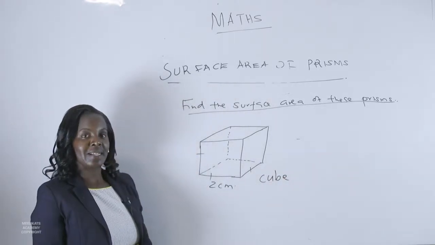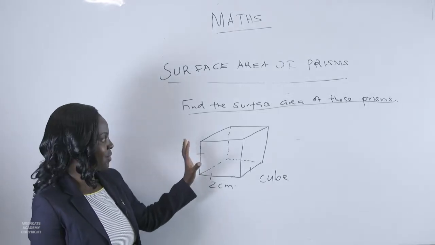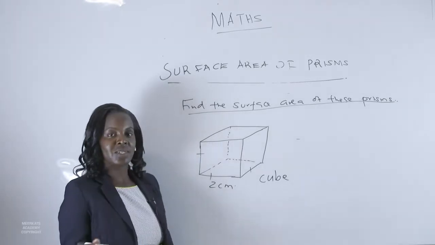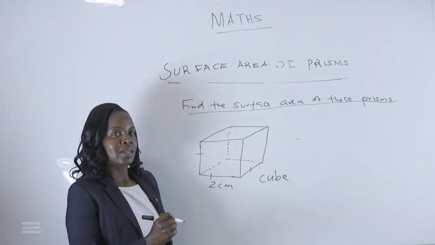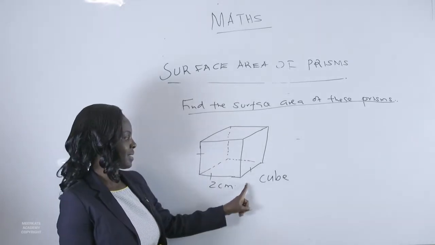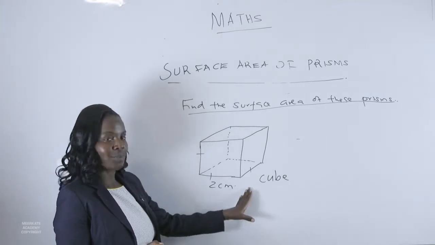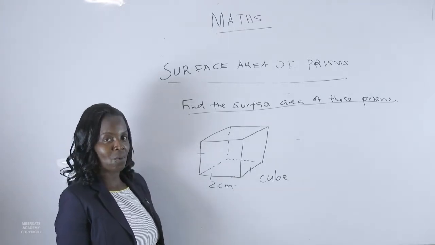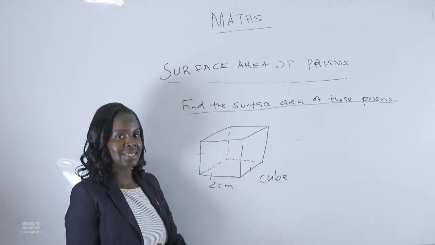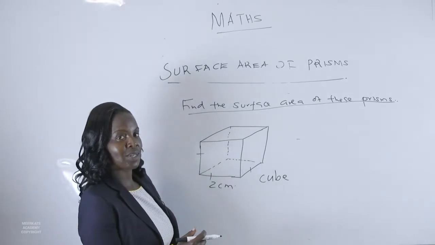We are told to find the surface area, and we said we calculate the surface area by adding areas of different faces together. So the first thing that we need to do is to know how many faces are in this solid. How many faces are there? Because this is a cube, it means all sides are equal. The only thing we need to know is how many faces there are.